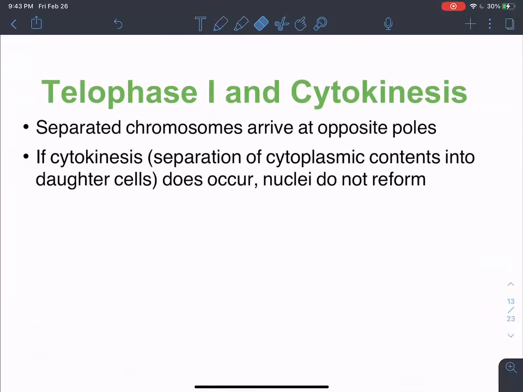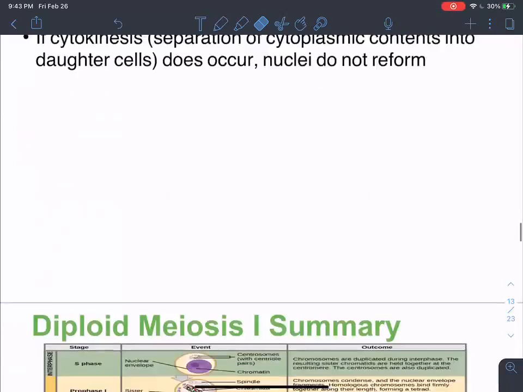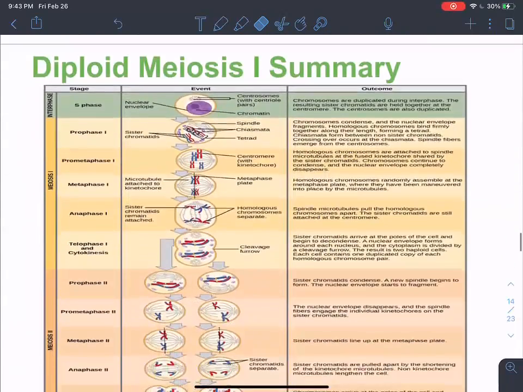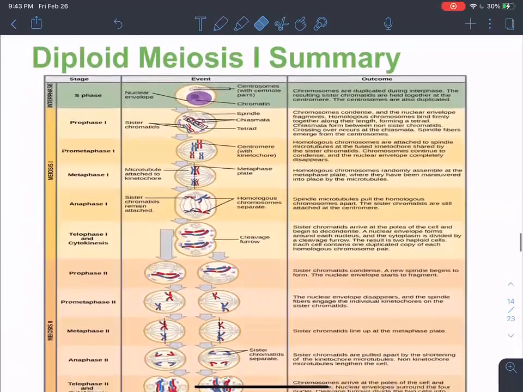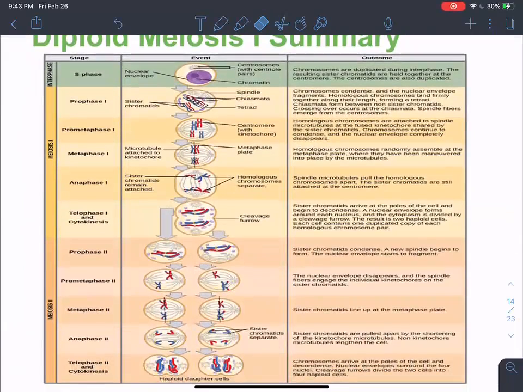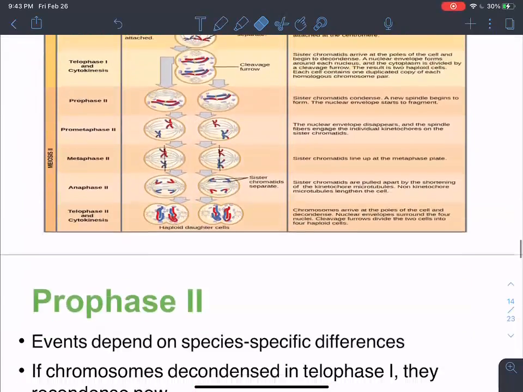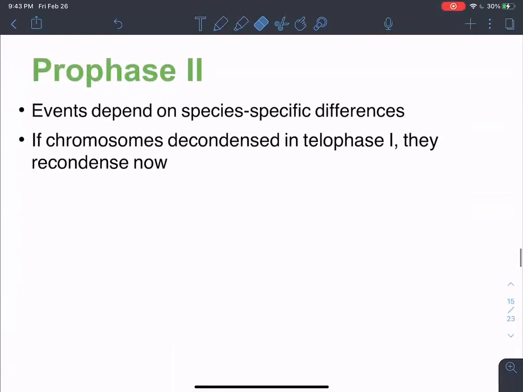And so we are going to separate the chromosomes, and they arrive at the opposite poles. And if cytokinesis, or separation of the cytoplasmic contents into the daughter cells, does occur, the nuclei do not reform. So here's the summary of meiosis 1. We've gone through the cycle one time, and now we're going to go into prophase 2. We're going to go straight into prophase 2 for the second cycle.